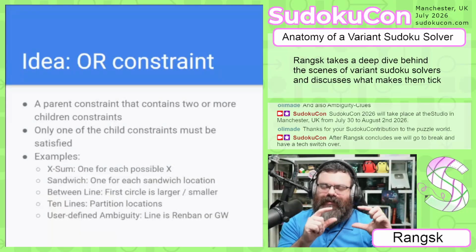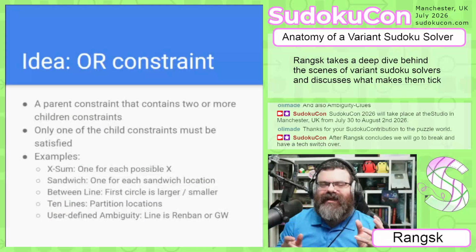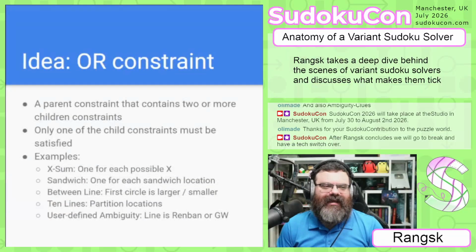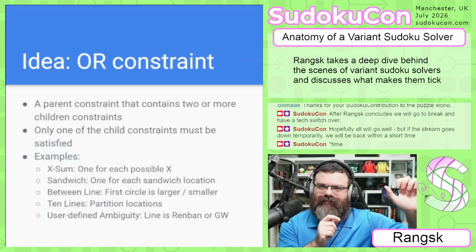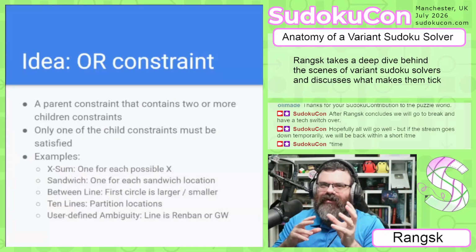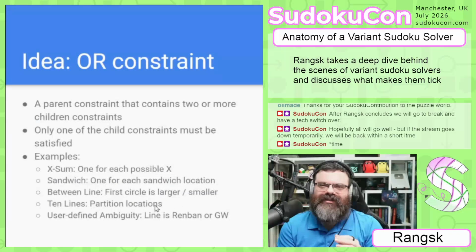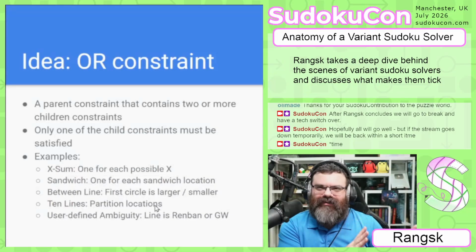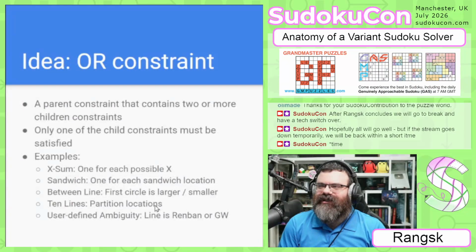Sandwich, you just need to make an OR constraint that says, hey, either 1,9 is here and the inside sums to that, or 1,9 is here and the inside sums to that. You find all the possible places that it's reasonable for 1,9 to be, and you create all of those as children of an OR constraint. Between line could be: just use this set of weak links if this end of the between line is less than this other one, or use this other set of weak links if the opposite's true. 10 lines, you just find all the reasonable ways that the line could be partitioned, and you make an OR within the OR constraint. You just enforce those sums for how those are individually partitioned.